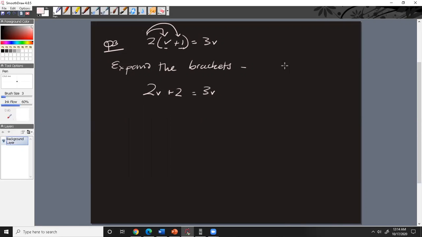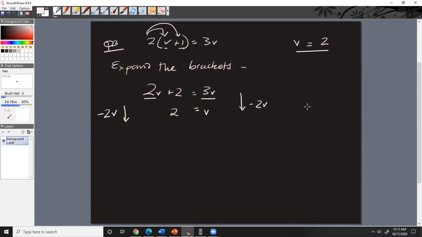Take away the smallest number of the unknown, this time it's V. And this, so we have 2V here and we have 3V here. So we're going to take away the 2V. So that is just going to leave us 2 there, is equal to V. 3V minus 2V is 1V. So V is equal to 2.